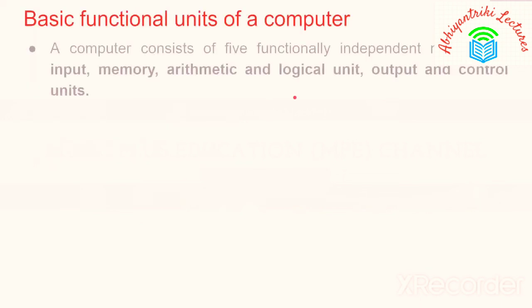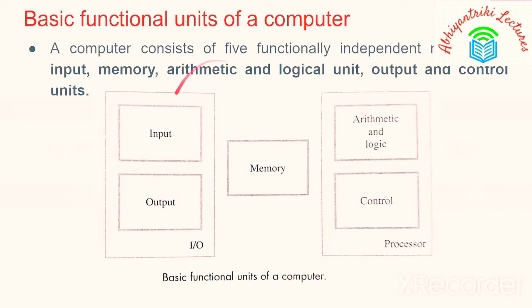Basic functional units of a computer. A computer consists of 5 functionally independent main parts: input, memory, arithmetic and logic unit, output unit, and control unit. So this is the diagram, the block diagram, of the basic functional units of a computer.